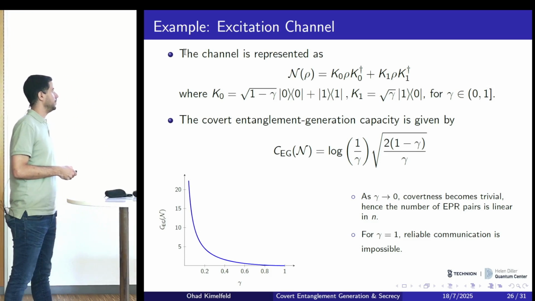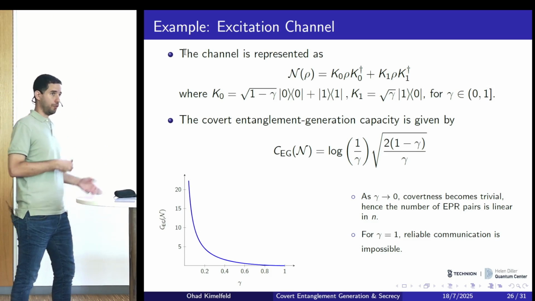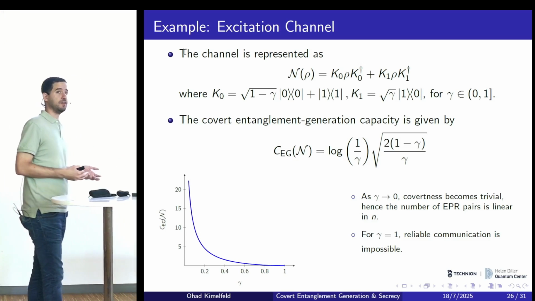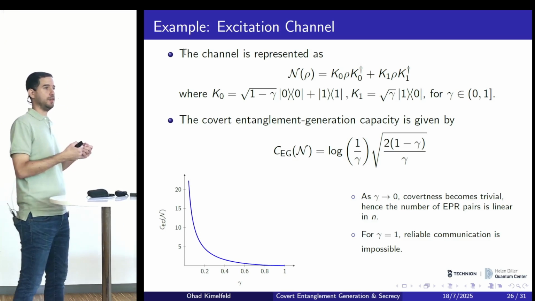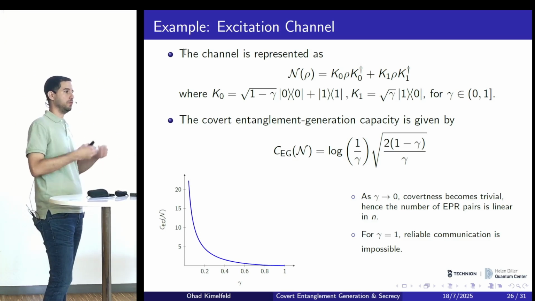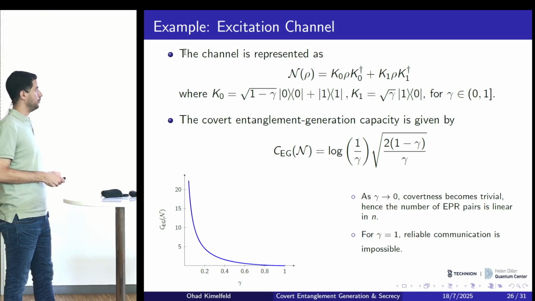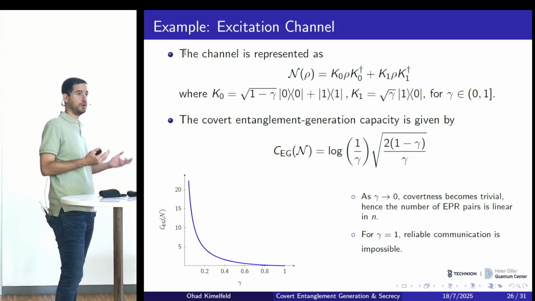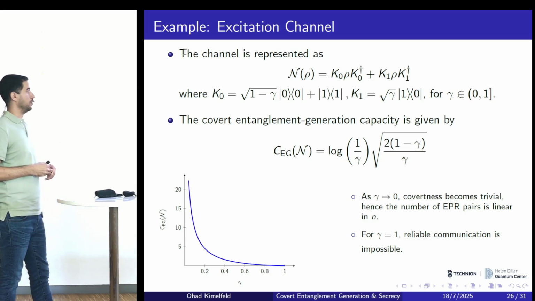As you can see in the plot below, when gamma goes to 0, covertness becomes trivial because now the number of EPR pairs is linear in n. And as you recall, we normalize the capacity or the rate by square root of n, so this is why it goes to infinity. And for gamma equals 0, reliable communication is impossible because Bob's states are equal.